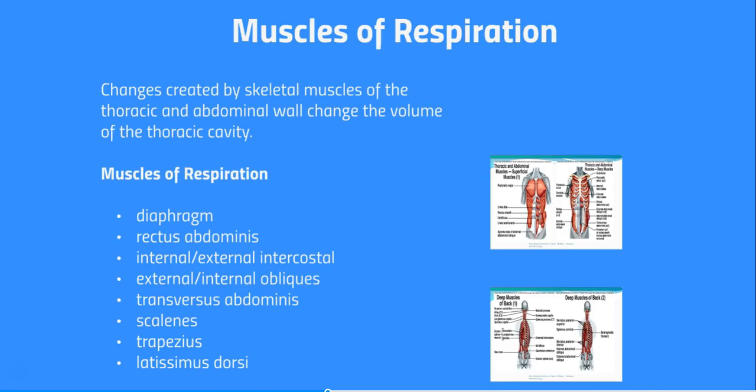Some of the muscles that we use to achieve these aims, we've already talked about the diaphragm, and in normal quiet breathing, that's really all you need. If you're just sitting there, your diaphragm flicks down, your diaphragm flicks up, and that's enough to get a normal breath in and a normal breath out.